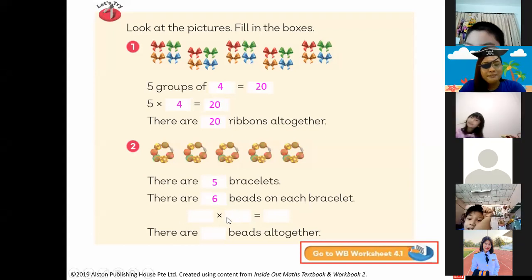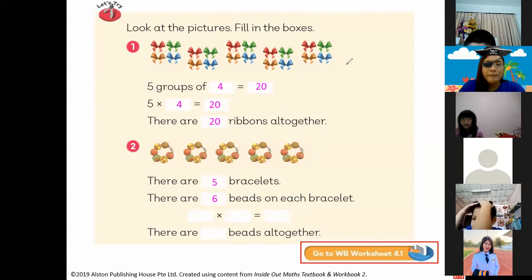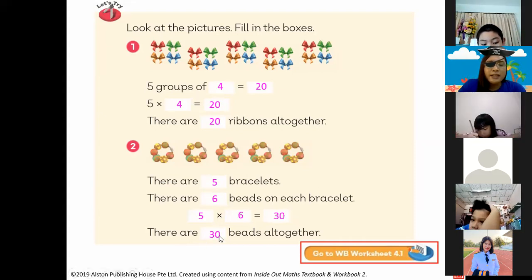And the next, what's next? 5. 5 what? 5 multiply 6. So how many beads? How many beads are there? 30. So there are 30 beads altogether.